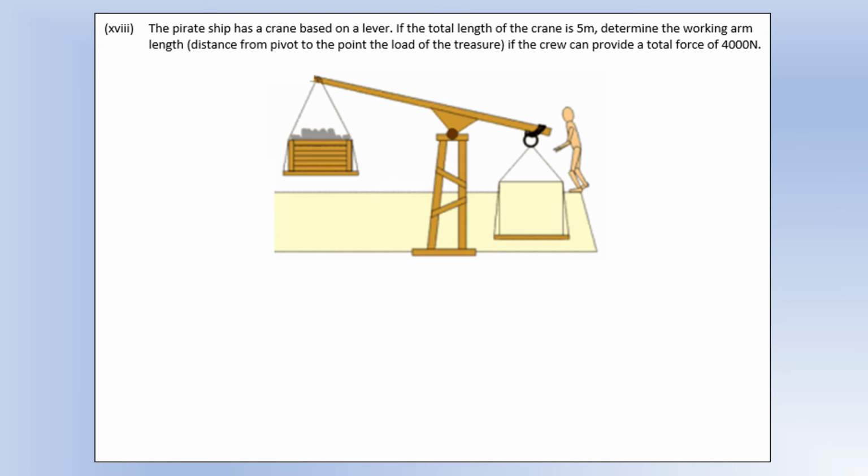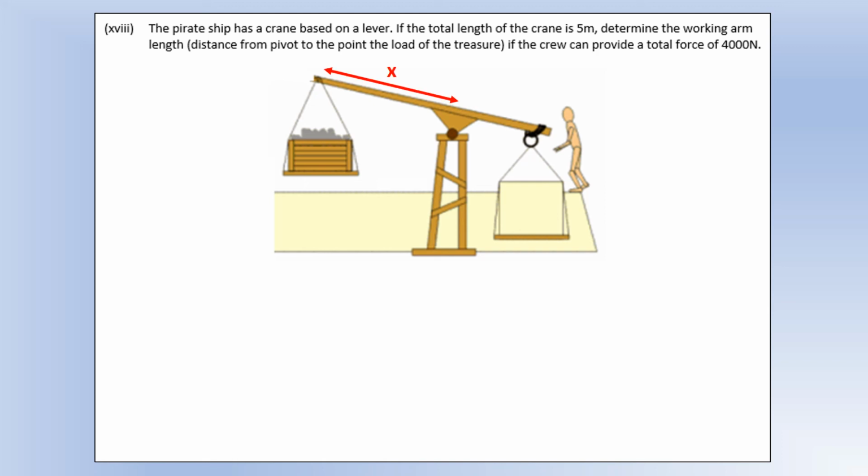Final question. We've got the chest to the surface. Now we want to lift it back onto the boat. And they have a crane based on a lever, like you can see in the diagram. So the total crane length is 5 meters, that's of the beam. Determine the working arm length, the distance from the pivot to the load, if the crew can provide a total force of 4,000 newtons. So what I'm going to do is take moments about the pivot, so I don't have to consider the reaction force from there.